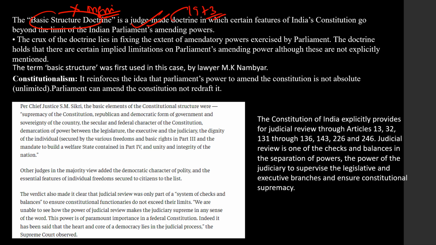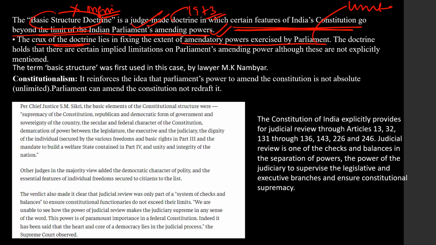The meaning of this doctrine is that there are certain features of the Indian Constitution which are beyond the limit of the Indian Parliament's amending power. The crux of the doctrine is that the amending power is limited. It is not unlimited. So Parliament cannot amend the entire constitution. There are certain features of the constitution which the parliament cannot amend. That is the basic idea of this basic structure doctrine.